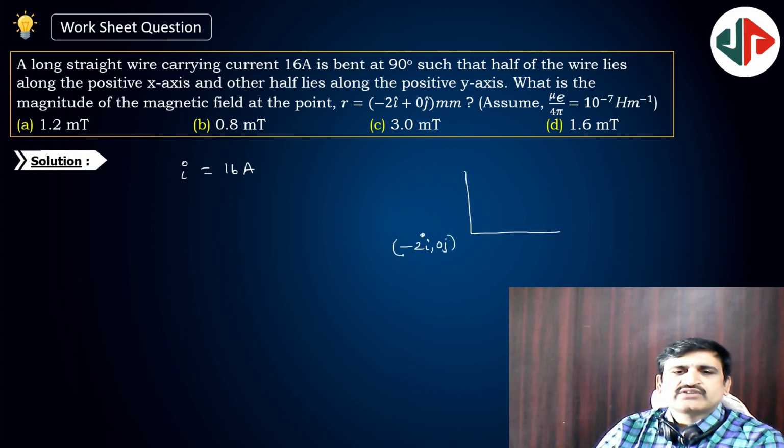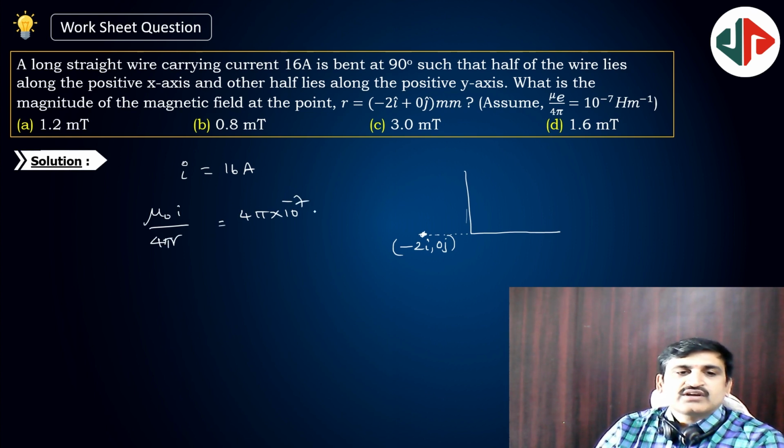That this point only, right? Here only, here magnetic field. For this wire along this point only, so no magnetic field contribution. Only this wire's contribution only. 16 amperes bent at 90 degrees, so maybe it's an infinite long straight wire. So mu naught I by 4 pi r is the formula. Mu naught by 4 pi is 10 to the power of minus 7.